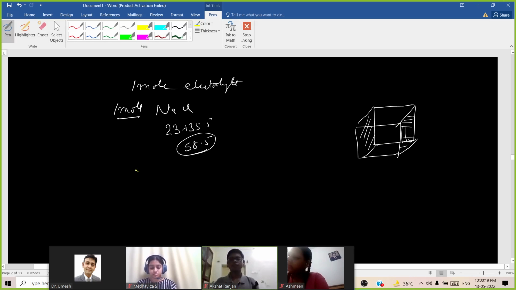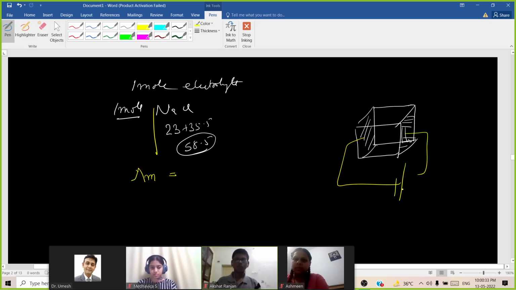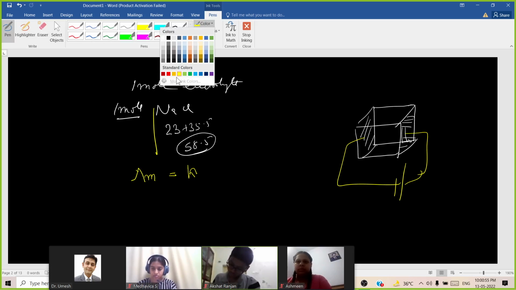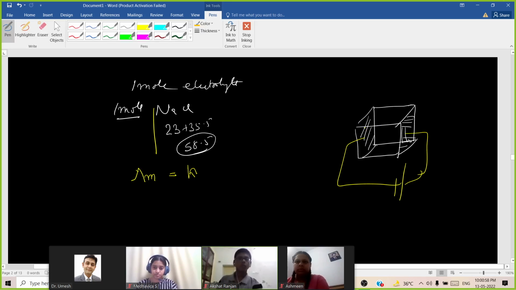Now, if I say 1 mole of electrolyte can be contained in this 1 cubic centimeter, then the molar conductance will be equal to the specific conductance, because we know that specific conductance is the conductance in 1 cubic centimeter. But suppose it cannot fit between two electrodes. It cannot completely fit between the two electrodes.